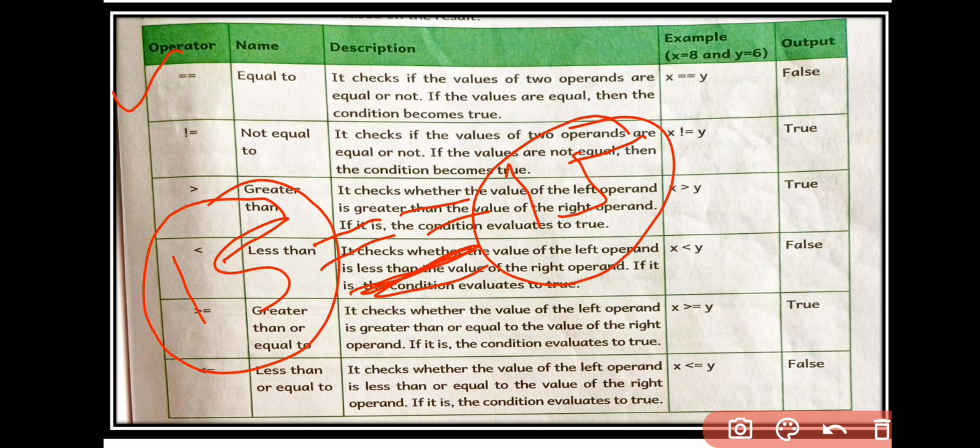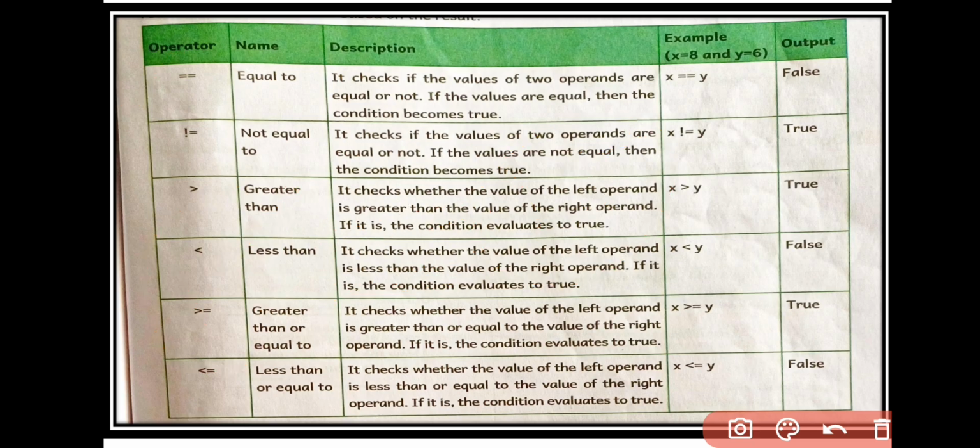Okay, if the operands are not equal, the output is false; if both operands are equal, the output is true. Next, not equal. It checks whether the values of two operands are equal or not. If the values are not equal, then the condition becomes true.